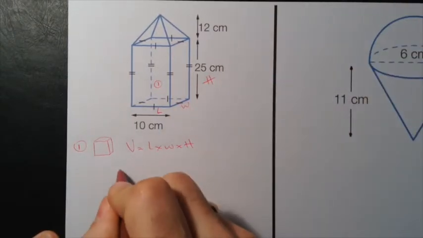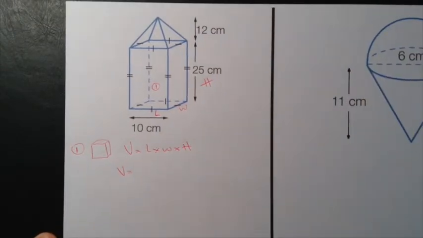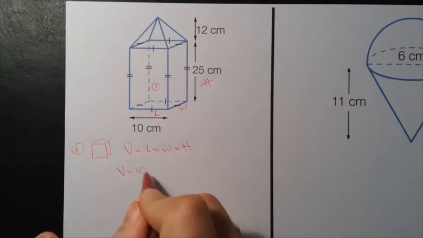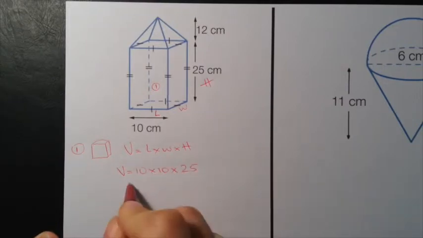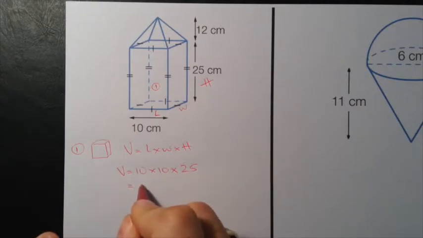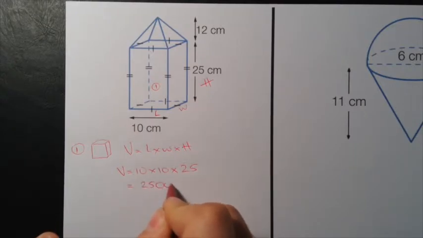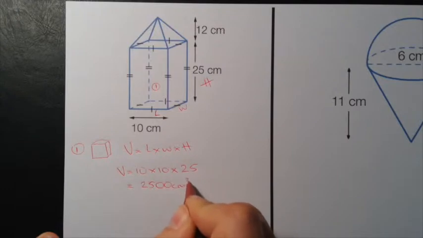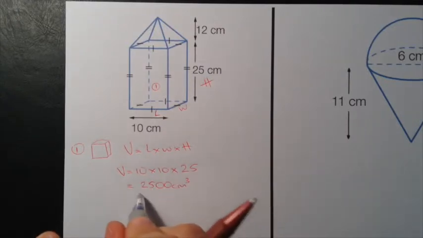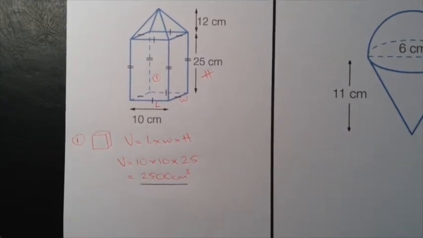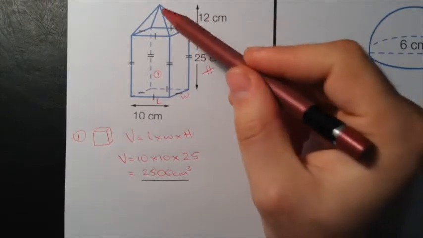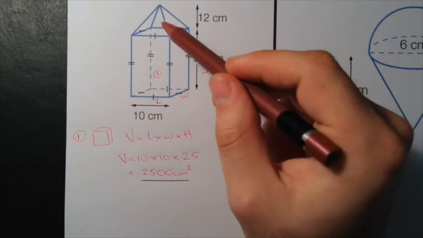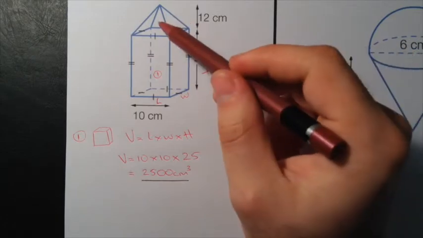Now all we need to do is substitute these numbers into our formula. So we have 10 times 10 times 25, and if we plug that into our calculator, we get 2,500 centimeters cubed. Okay, so there's our answer for shape number 1. But are we done? No, we're not, because we still have that square-based pyramid on top.